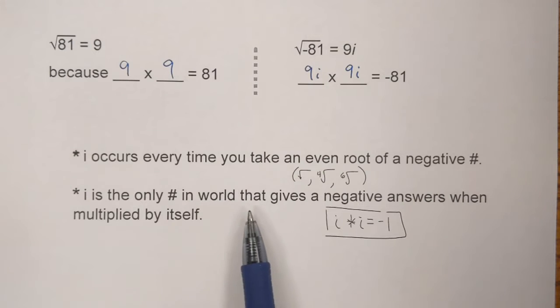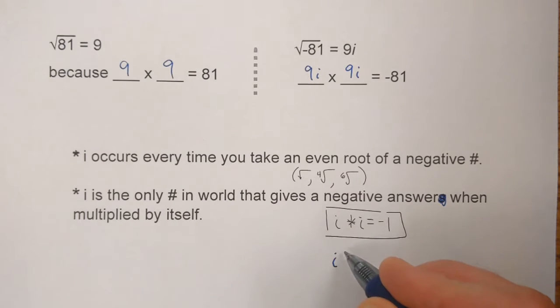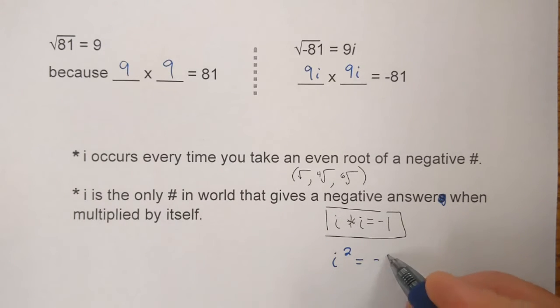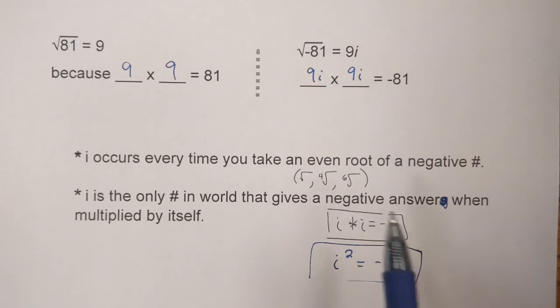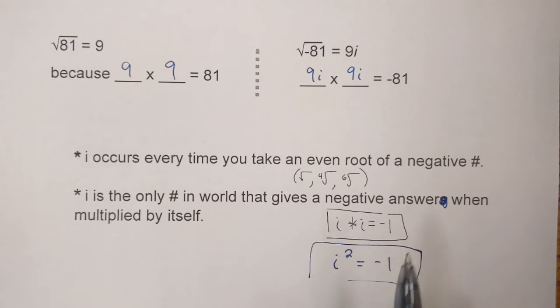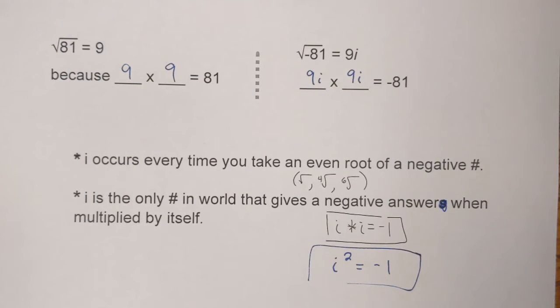That's always going to result in an i. i is the only number in the world that gives a negative answer when multiplied by itself. So there's a rule that says i times i is equal to negative 1. i is this invented number that when you multiply it by itself, or you can say when you square it, it comes out negative. Mathematicians realized there was no other number in the world that had that property, that you could times it by itself and get a negative answer. And so mathematicians just invented this number i.